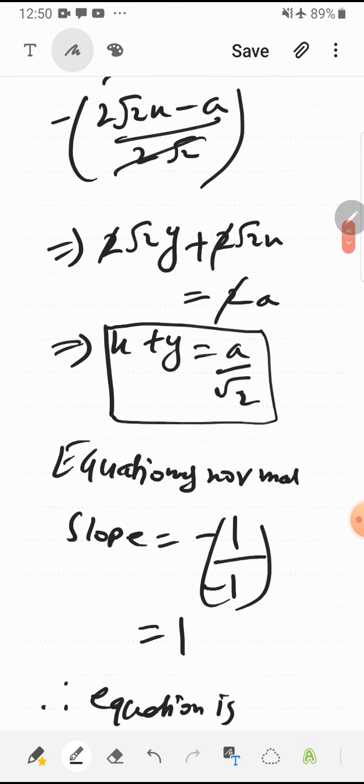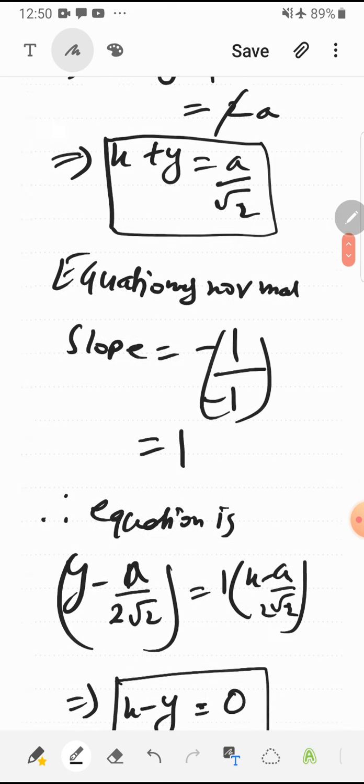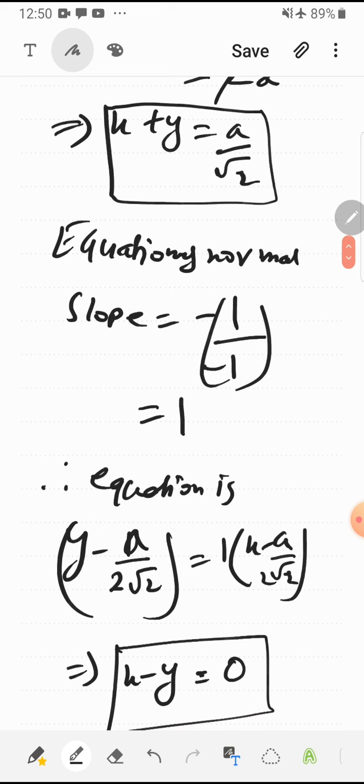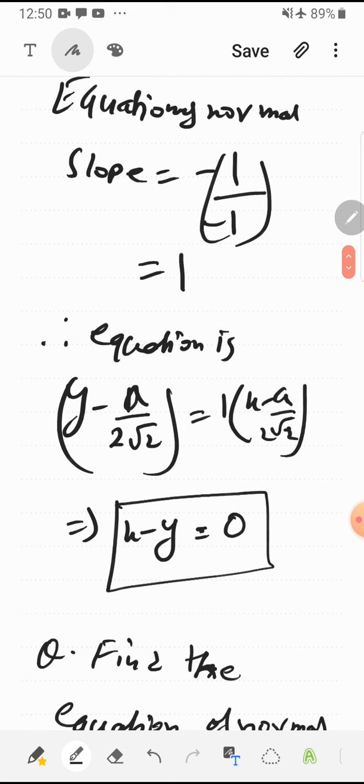Now the slope of normal is the negative reciprocal of the slope of tangent, so it becomes 1. The point is the same, so again applying y minus y1 equals m into x minus x1, the equation becomes x minus y equals 0, which is the equation of normal.